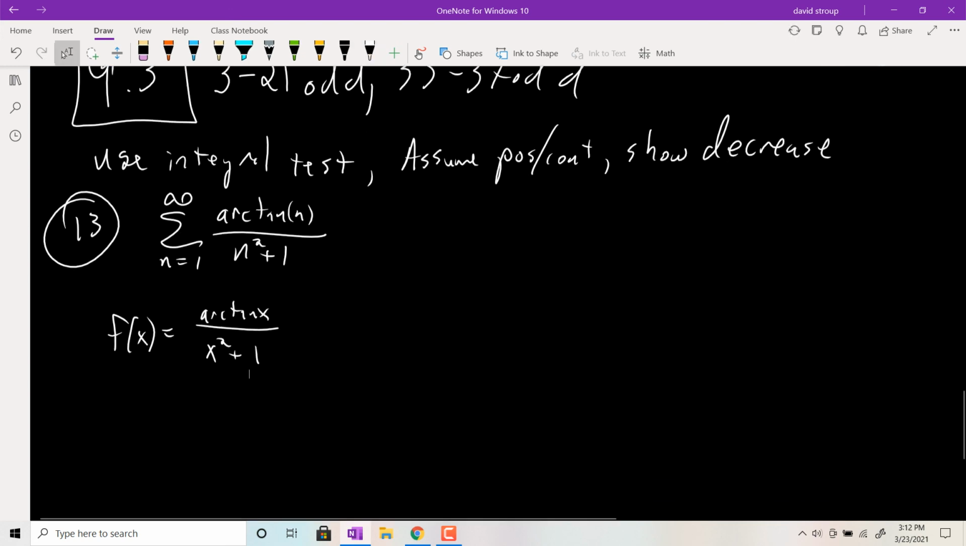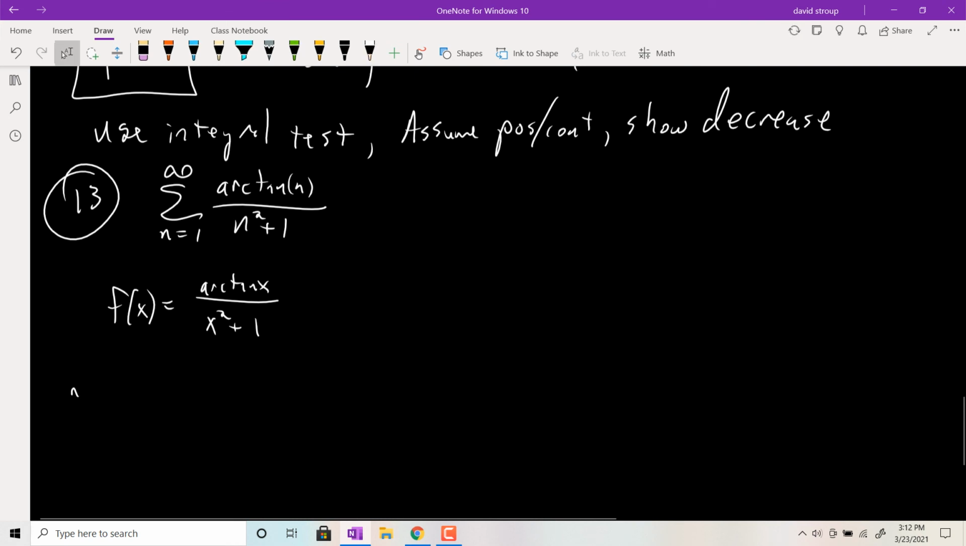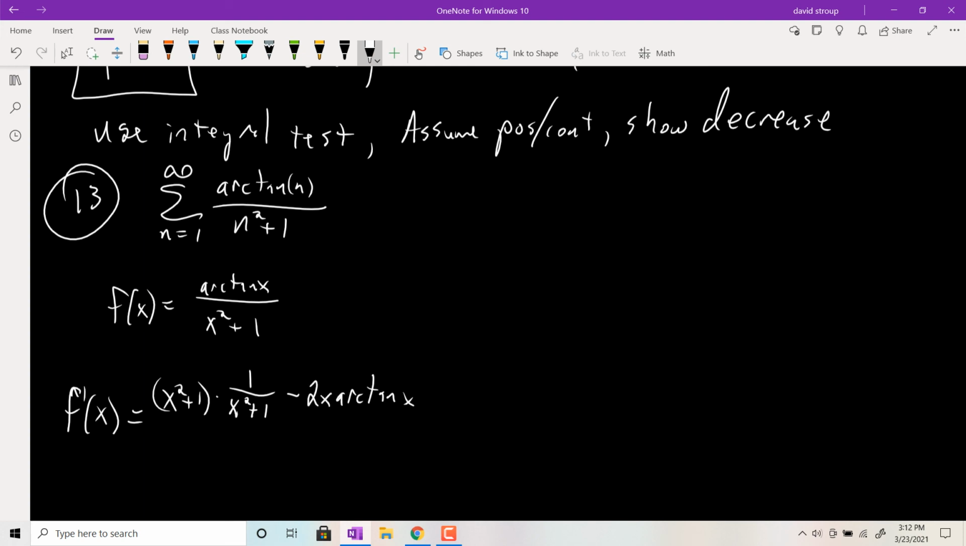Okay. I'm going to get the derivative of that. I'm going to have to do low d high minus high d low, that sort of stuff. So f prime of x is low times the derivative of the high. The derivative of arctan is 1 over x squared plus 1, or 1 plus x squared, whichever you like, minus high d low. So that would be the derivative of the low, which is 2x, and you just leave the high alone. Okay. All over the low squared.